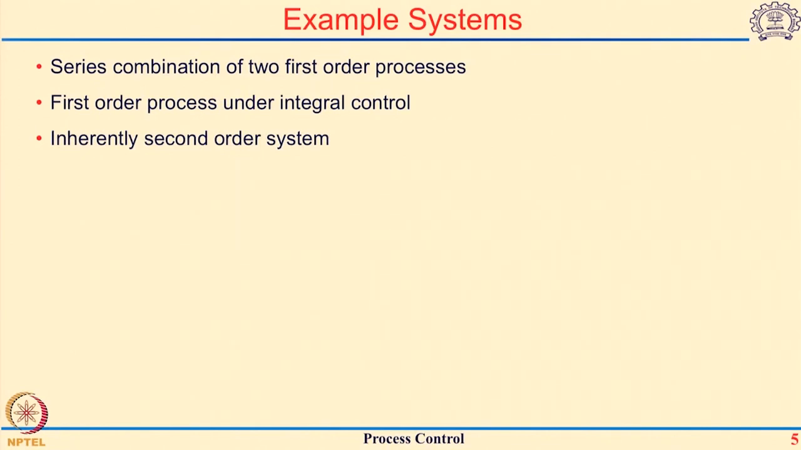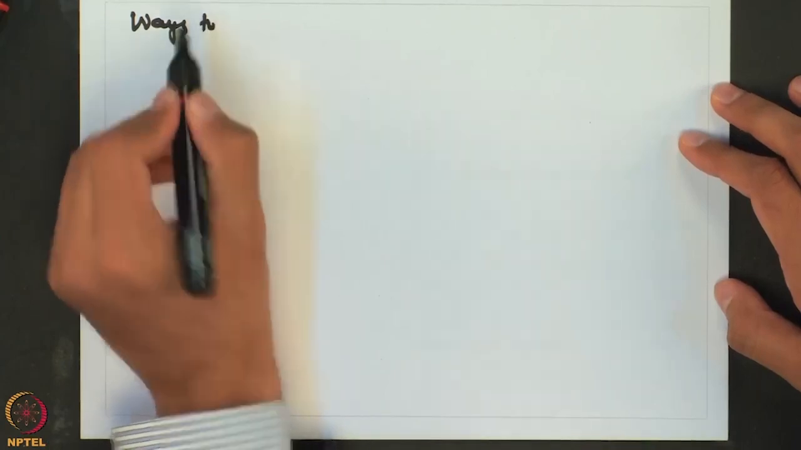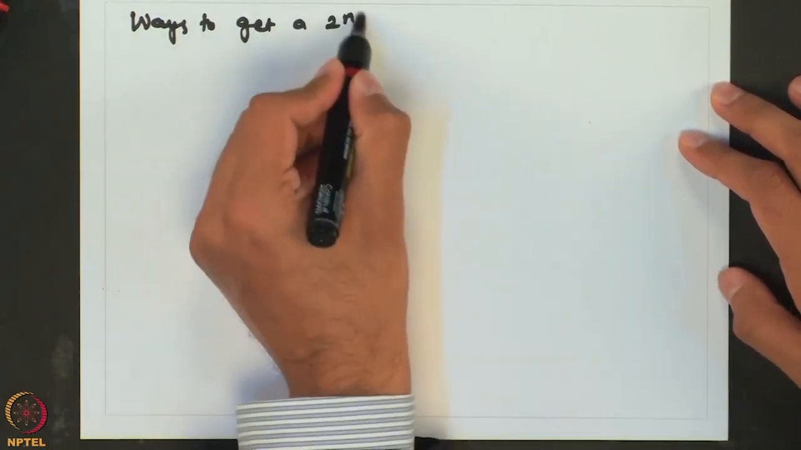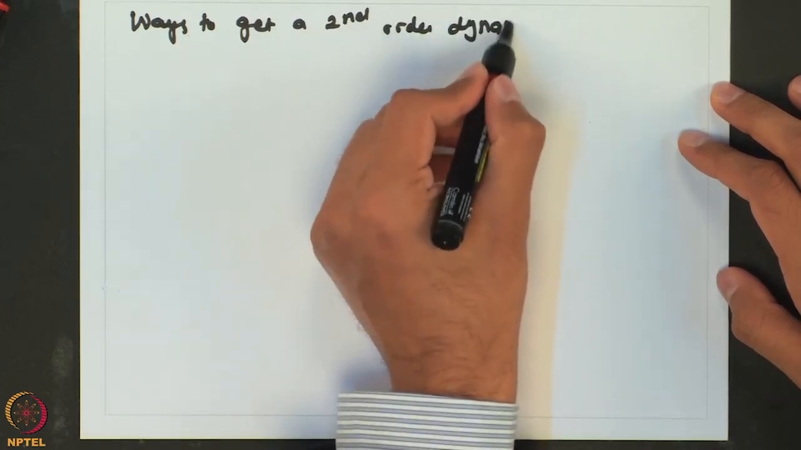So let us now look at what are the different cases when we get a second order dynamical system. If we try to recall what we had done for the first order process, what we had was that first order process is the process which is characterized by its ability to store material or energy. Similarly, we will try to see what are the different physical phenomena which are going to give rise to a second order dynamical system. As it turns out, there are three ways to get a second order dynamical system. We'll cover them one by one. So the first way.